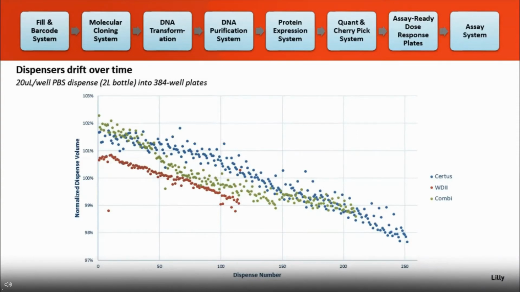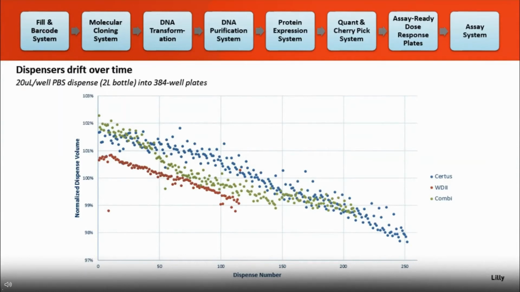And the theme of this is basically all the dispensers drift over time in a downward manner. The Certus and the WD2 are using a similar dispense mechanism where you're pressurizing a bottle and opening up a solenoid valve to dispense. And the Combi is a peristaltic pump-driven dispense mechanism. But largely you can see the same type of downward trend over time.